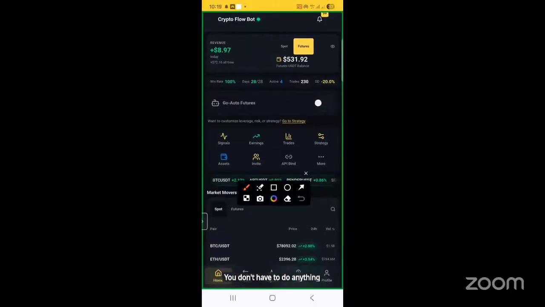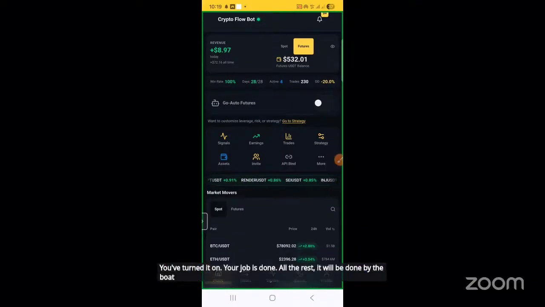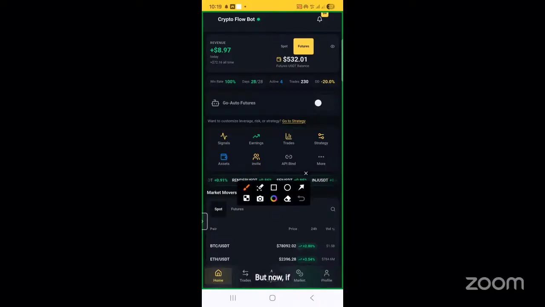After you turn on this button like this, your job is done. All the rest will be done by the bot. But now, if you're like me, in your Binance account, you see that after connecting your Binance, it shows a balance of $300 and above.